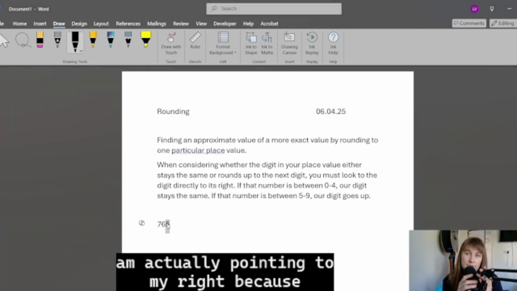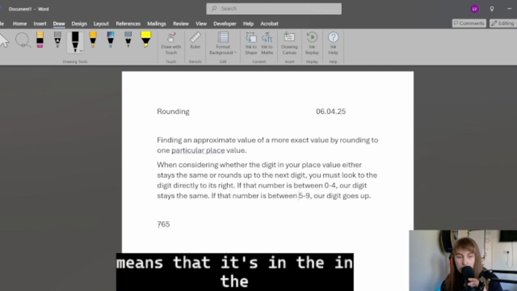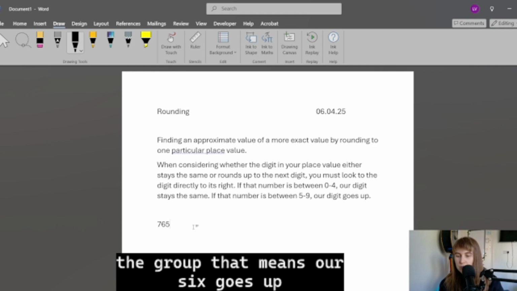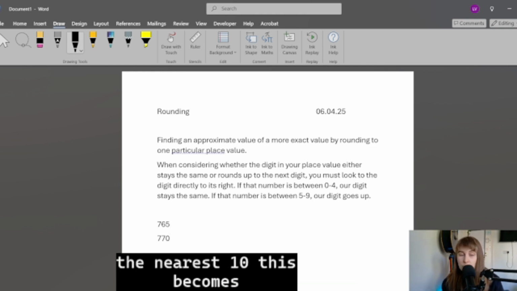Because it's a 5, that means that it's in the group. That means our 6 goes up. So rounded to the nearest 10, this becomes 770. Okay.